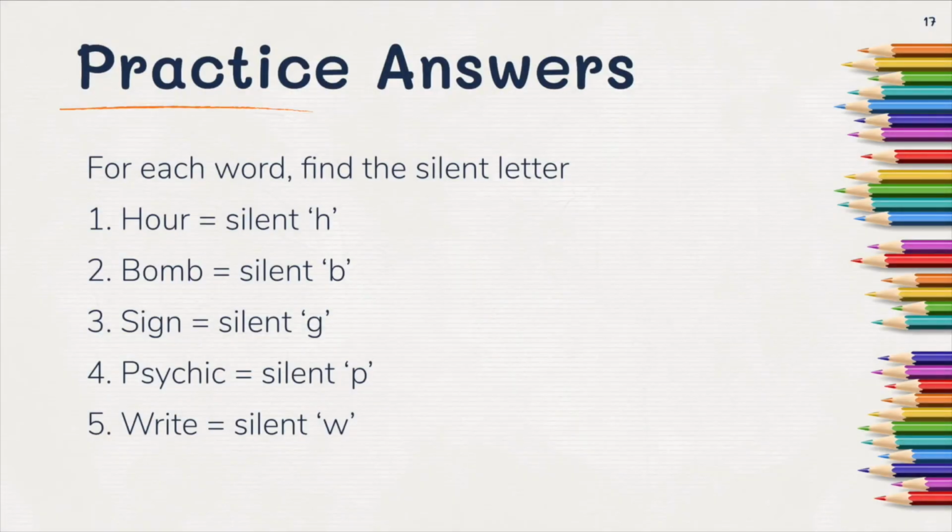So hour has a silent H. You don't make that sound at the beginning. Bomb is not bomb. There's that silent B at the end. Sign has a silent G, and psychic has a silent P. Finally, right has a silent W.